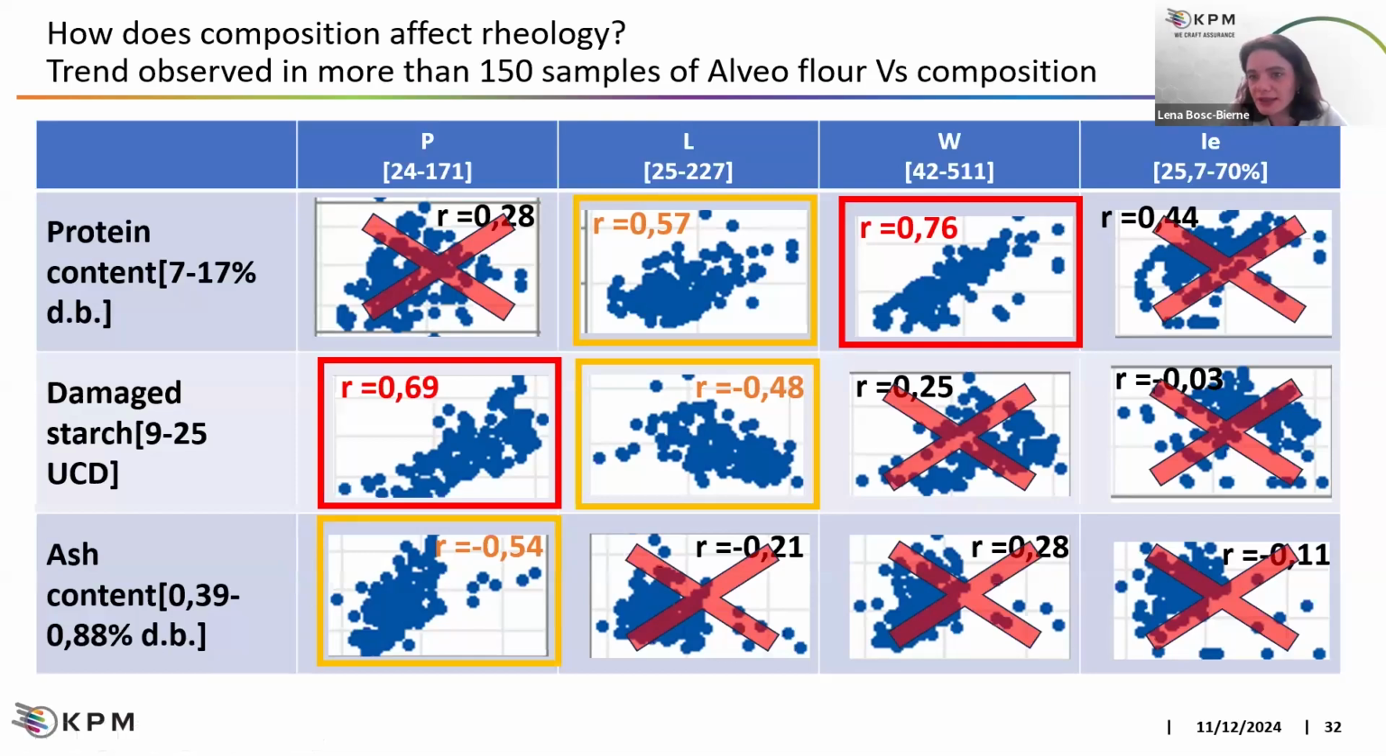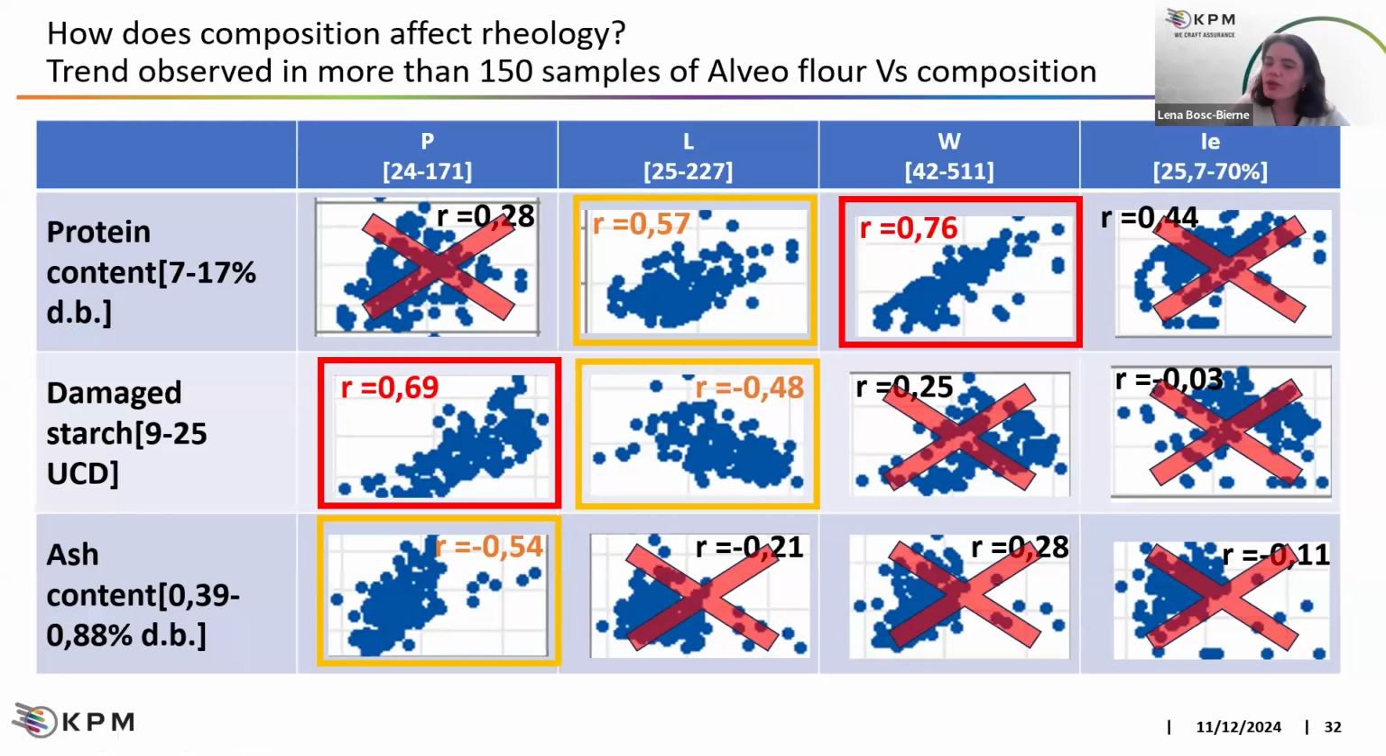And what we see is that, one, it's extremely difficult to draw direct correlations between composition and rheology. But we have global trends. We know that damaged starch and ash content will have a positive impact on the p-value. At the same time, we also see that damaged starch will have a negative impact on the extensibility. On the contrary, the protein content will have a positive impact on the extensibility, and it is actually quite well correlated with the W value.